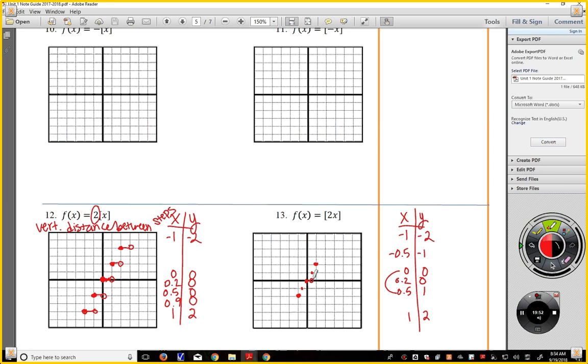Okay. And what if I plug in something like 0.7 past a half? 0.7 times 2 would be 1.4.